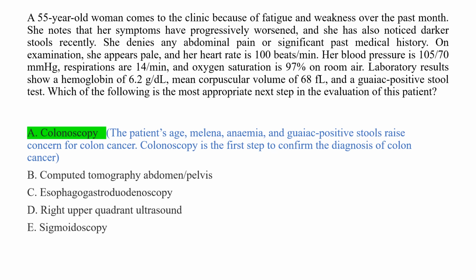The patient's symptoms, fatigue, melena, weakness, and guaiac-positive stools, are concerning for colon cancer, especially considering her age. These signs, along with the iron deficiency anemia, suggest a possible underlying malignancy in the colon. The first step in confirming colon cancer is performing a colonoscopy, as it allows direct visualization of the colon and enables biopsy of any suspicious mass.